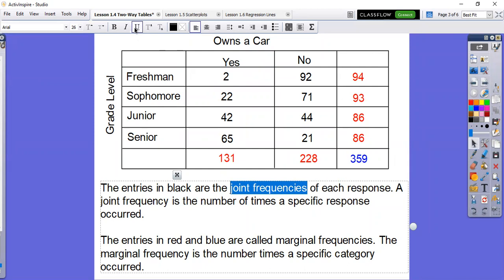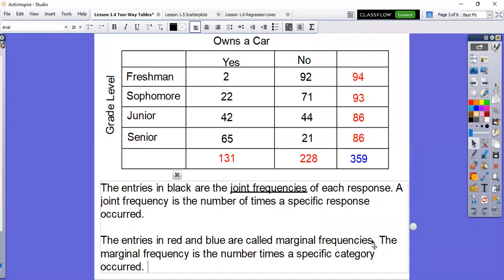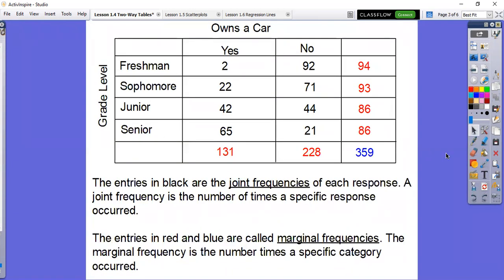So again, there are going to be a couple of special terms that go along with these. So these in black are called joint frequencies. And a joint frequency is just the number of times that something occurs. And then the blue and red frequencies are called marginal frequencies. One way you can remember that is they're placed in the margins of the table. So they're placed on the outside portion of the table. And marginal frequencies just tell me how many times a specific subcategory occurred. So for example, this marginal frequency is 93 because there were a total of 93 sophomores that were surveyed.